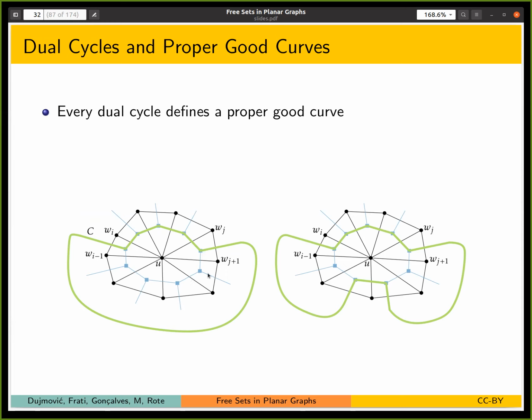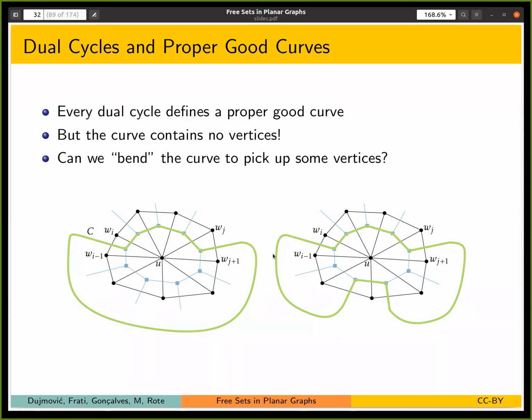So if you give me a dual cycle, that's definitely a proper good curve. It only passes through edges once, but it doesn't contain any vertices, so that's not helpful for us. It doesn't give us a proper good curve containing many vertices. But maybe we can just take one of those long dual cycles and bend it so that it contains some vertices.